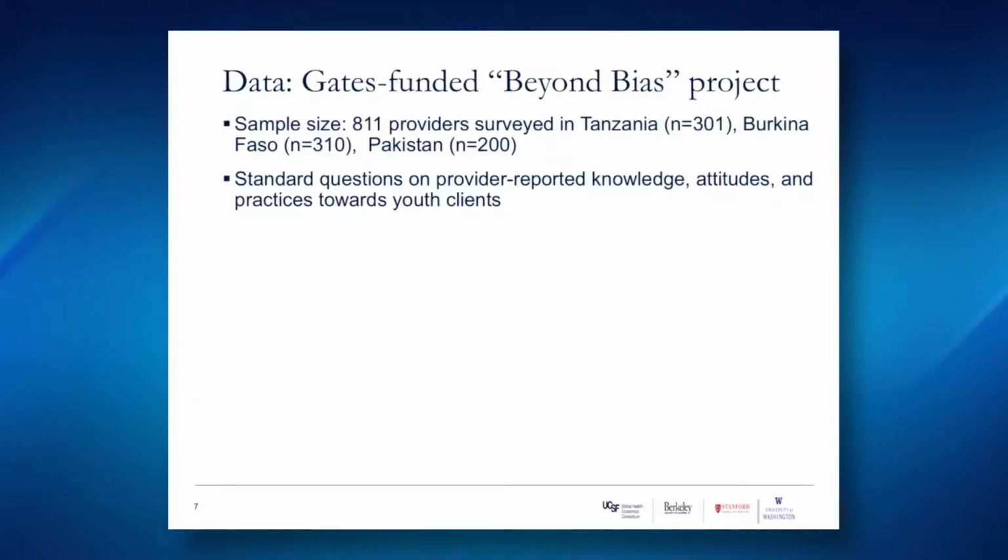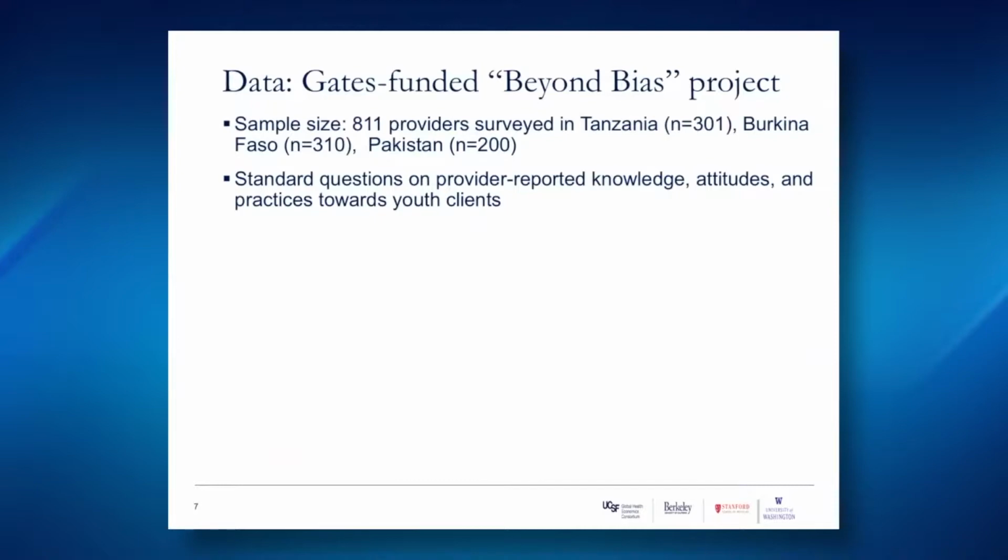It's building on the Adolescent 360 project. For those of you who may know, the Gates Foundation is funded to try to improve family planning for youth, and we're looking at the provider side. So as part of this project, we did a survey of 800 or so providers in the 3 countries that we're working in: Tanzania, Burkina Faso, and Pakistan. Very different social norms and systems in these different places.